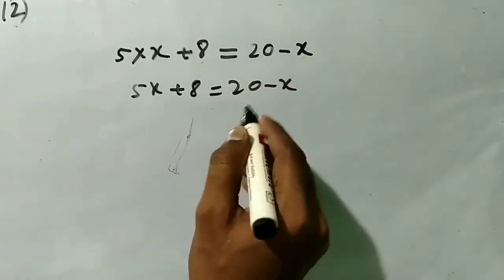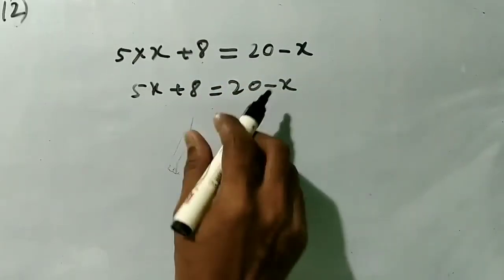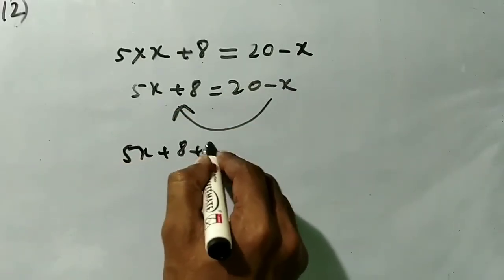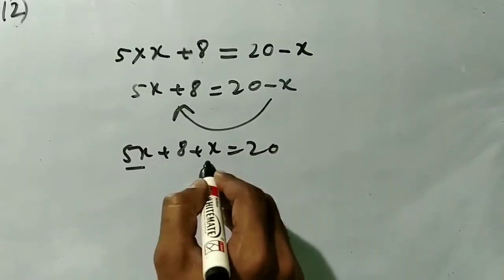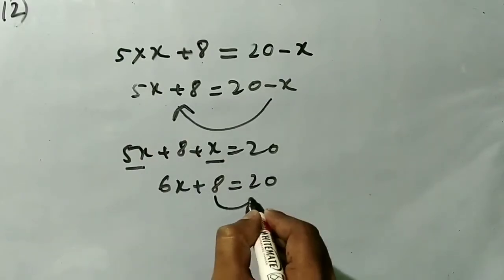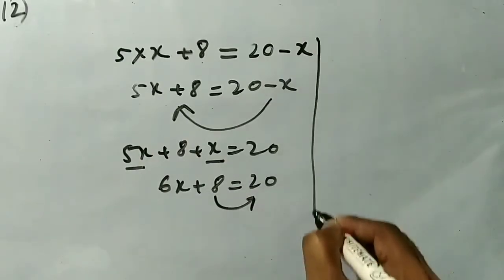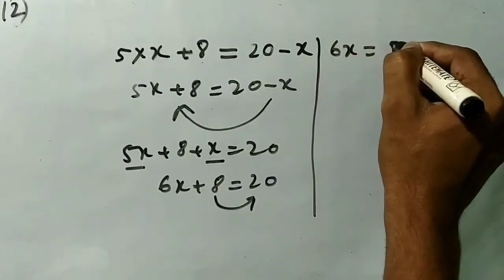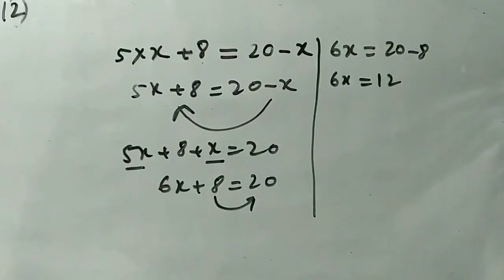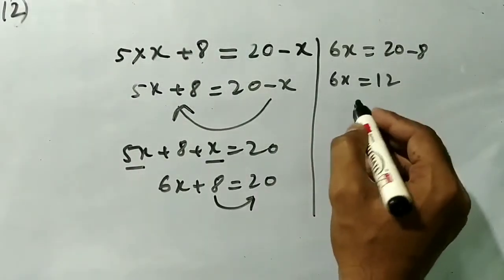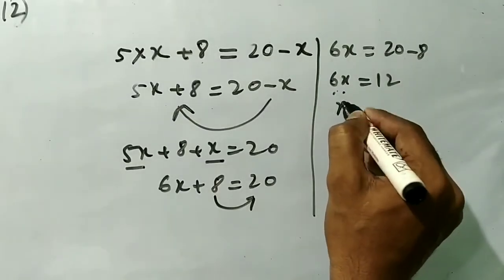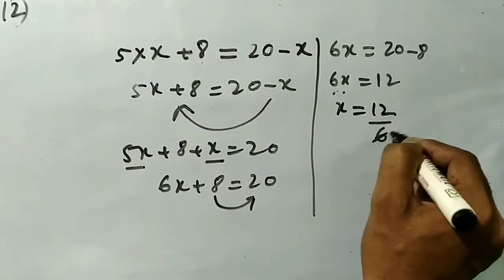So here minus x, when it goes to LHS, becomes plus x. 5x plus 8 plus x is equal to 20. 5x plus x is 6x, so 6x plus 8 is equal to 20. Then 8 goes to RHS, so 6x is equal to 20 minus 8. 6x is equal to 12. Here 6 is multiplying with x. When it goes to RHS, it becomes division. So x is equal to 12 by 6. 6 ones are 6, 6 twos are 12. So x is equal to 2.